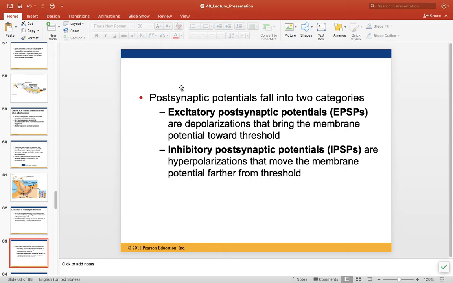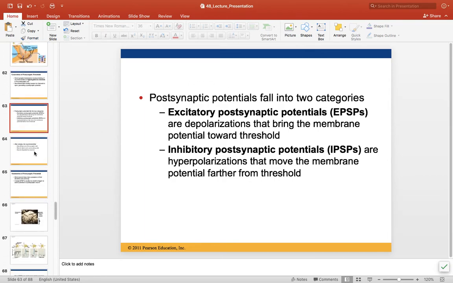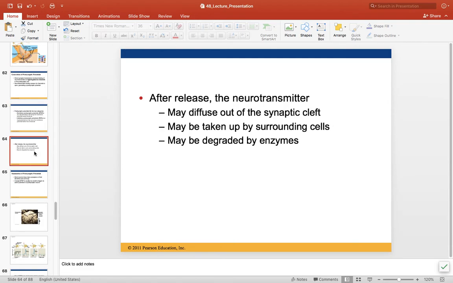Okay, so we can have postsynaptic potentials that fall into two categories. Excitatory postsynaptic potentials, or EPSPs, are depolarizations that bring the membrane potential toward threshold, or inhibitory postsynaptic potentials, IPSPs, are hyperpolarizations that move the membrane farther from the threshold. Okay, so we can look at examples of that.